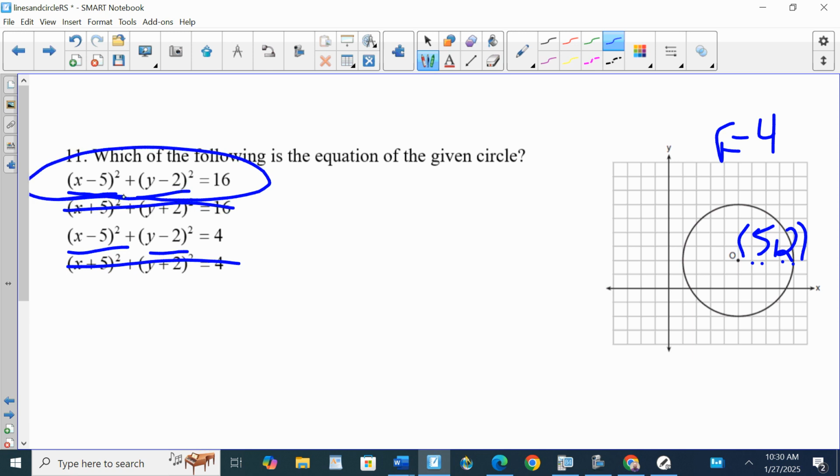That's your answer. If you work backwards, we're probably more comfortable working backwards. If I look at choice 1 here, the x-coordinate of the center is positive 5, the y-coordinate is positive 2, and the radius is the square root of the right-hand side. And yes, this has a center of 5, 2, and a radius of 4.